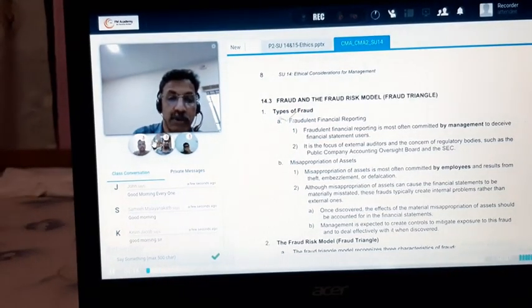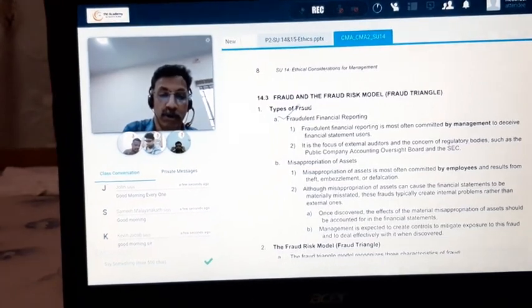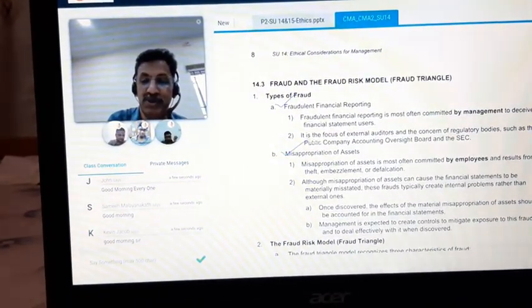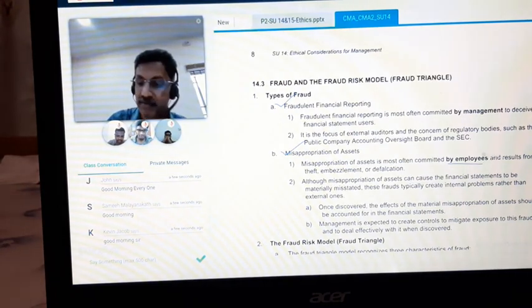Fraudulent financial reporting, which is most often committed by management. Misappropriation of assets, which is most often committed by employees. That doesn't mean that a store manager doesn't steal.